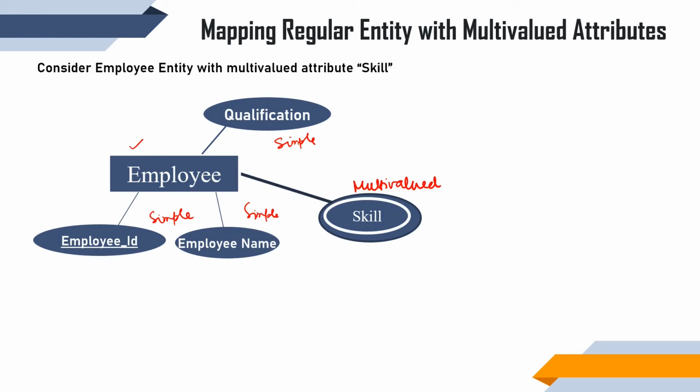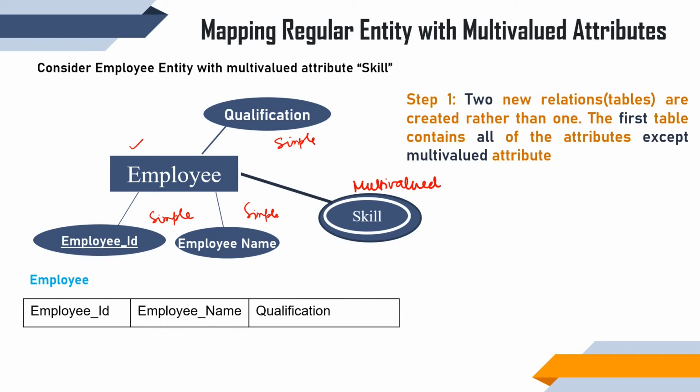Now look at step 1. Step 1 says that you have to make 2 new relations. The first table contains all the attributes except the multi-valued one. That means now you can see from here, the employee table will have employee ID, employee name, and qualification. You can see the skill column is omitted, right?